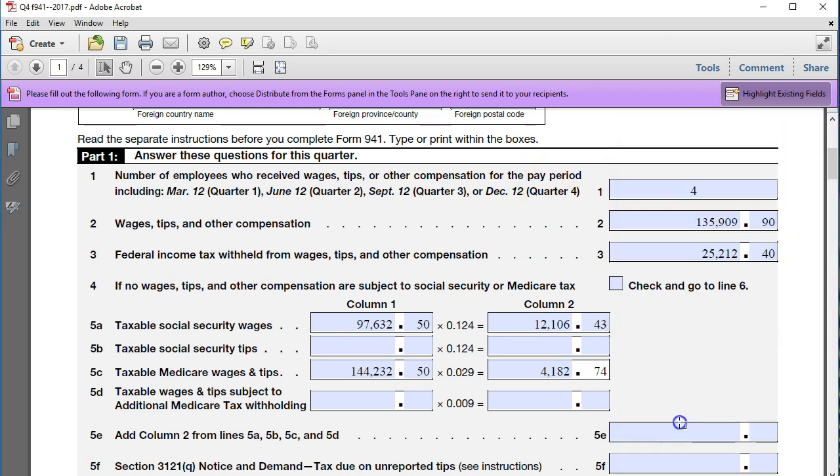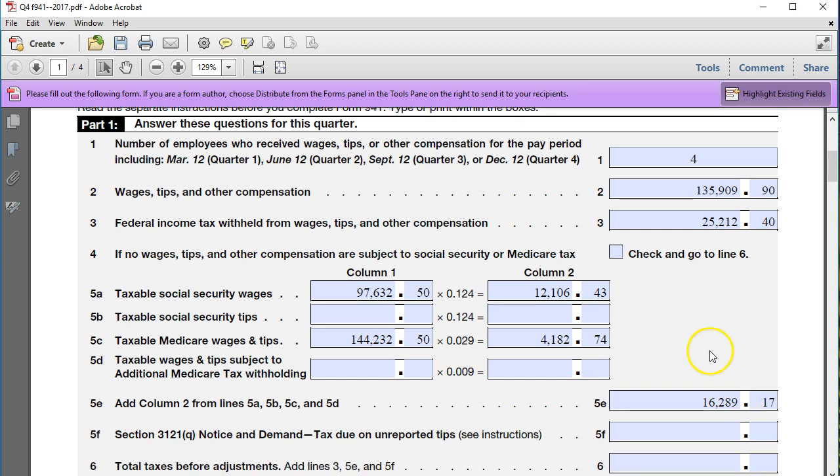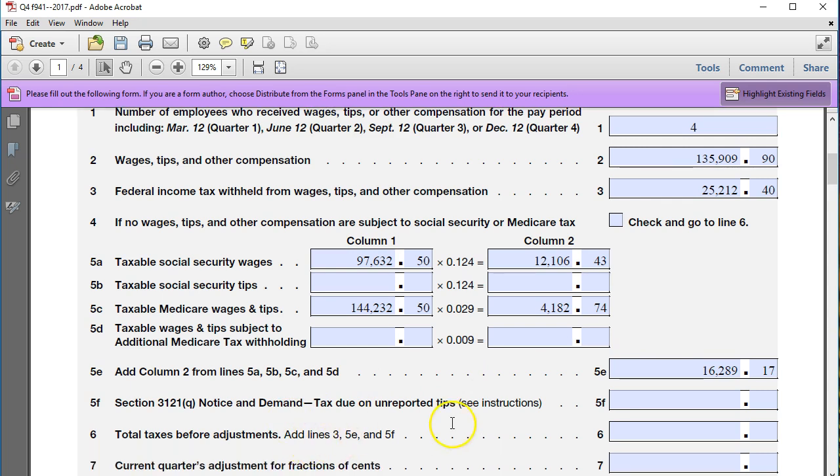16,289.17. So that's going to go here in E5. That's going to be 16, comma, 289, tab, 17. Okay, so then we have a section 3121, notice and demand. We don't have anything there, leaving it blank.